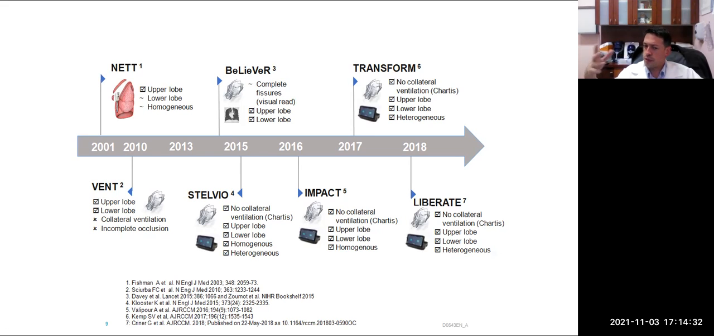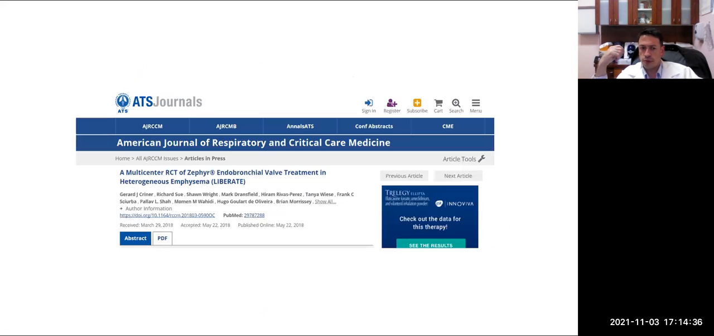And so this is very nice because it really helped us flush out who the right phenotype is for the patient. So I wanted to go through the Sentinel trial, which is, I think, the one that you should be familiar with, and patients ask questions about the procedure, and you can always reference the data from this trial. And this is the Liberate trial, which was published in the Blue Journal in 2018. That is sponsored by the Zephyr, by the Pulmonx company, using Zephyr valves in patients with heterogeneous emphysema.